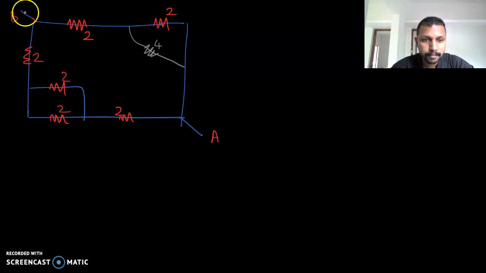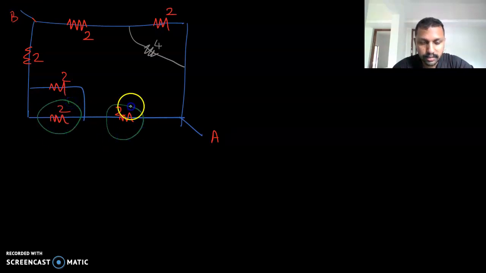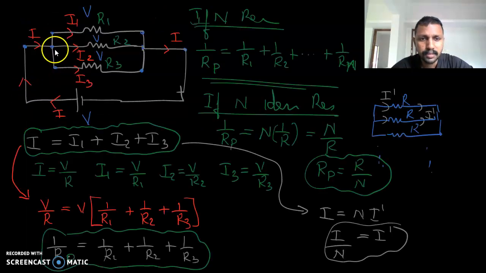Can we say these two are in series? No, they are not in series, because the current flowing through this wire won't be equal to the current flowing through this wire, since we have a branch over here. Therefore they cannot be regarded as series. Then let's look for the parallel combination. For parallel combination, what's the simple thing? The potential difference across the two resistors should be the same.